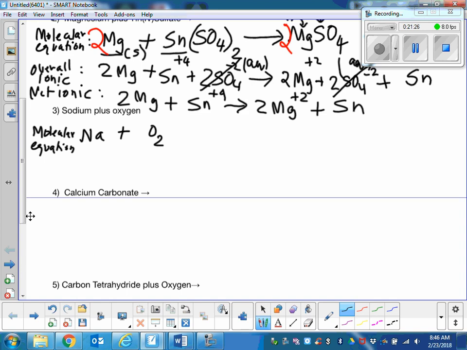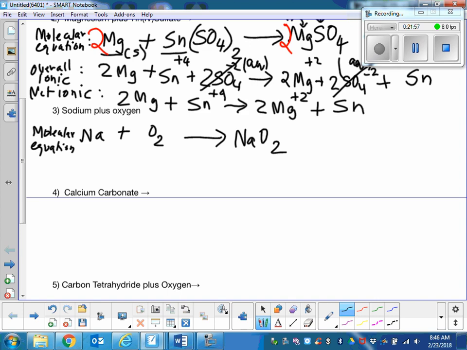If I have a metal and a non-metal, what is the type of reaction? Synthesis. All right. What will a metal and non-metal combine and make? An ionic compound. Is my formula NaO2 on my product side? Why isn't it NaO2? It's a metal and a non-metal.